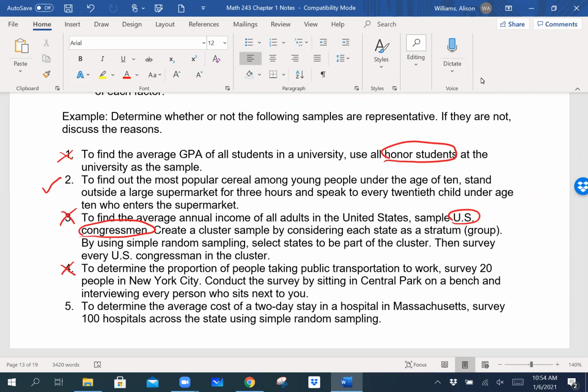Determine the average cost of a 2-day stay in the hospital in Massachusetts. Survey 100 hospitals using a simple random sample. Yep, that works. That's a good technique. Using a simple random sample, we're going to ask all the people in the hospitals about their 2-day stays in Massachusetts. That's excellent. That's a great sampling method.